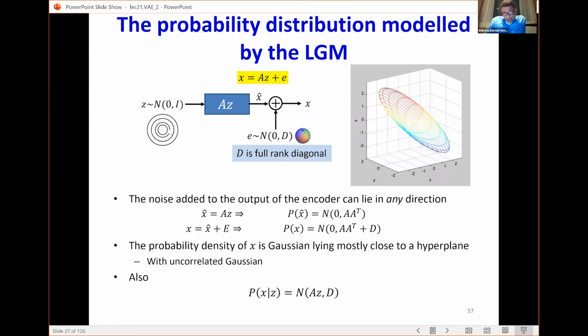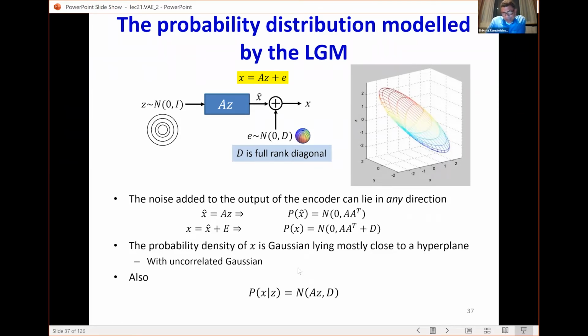So again, if I assume that Z is a standard Gaussian, then the probability distribution of X hat is going to be a Gaussian with mean 0 and variance AA transpose. And the probability distribution of X is also going to be Gaussian, with mean 0 and variance equal to the variance of X hat plus the variance of the noise, which is AA transpose plus D.